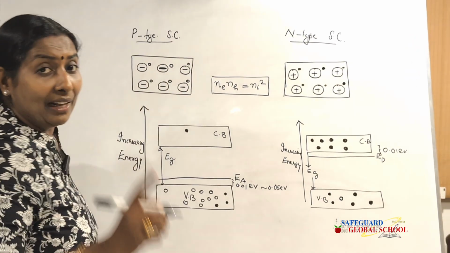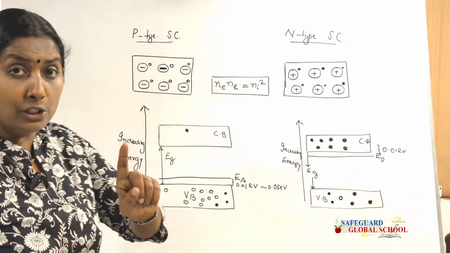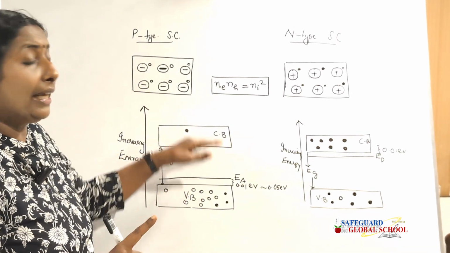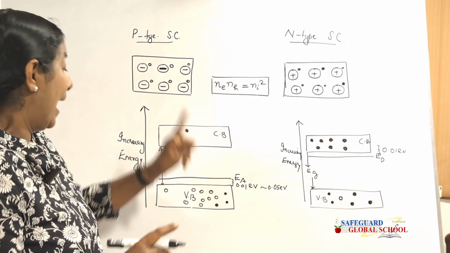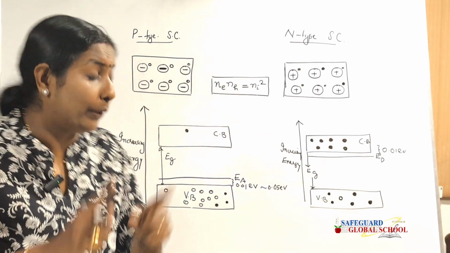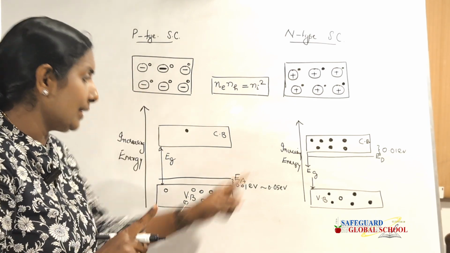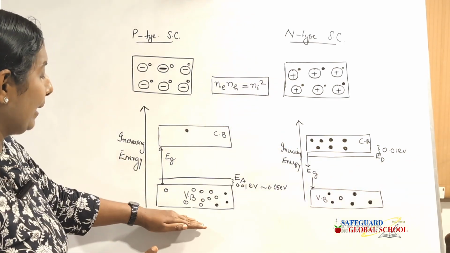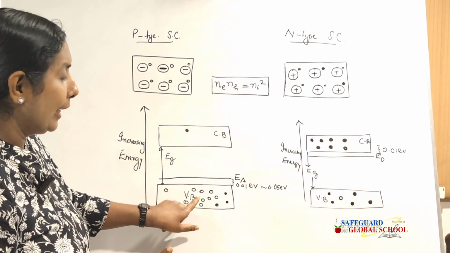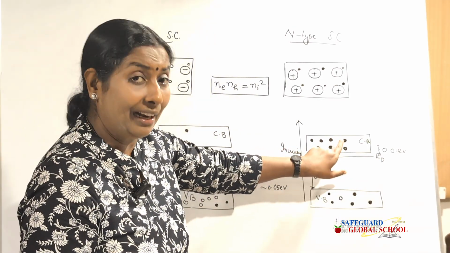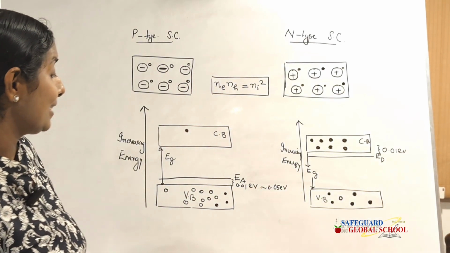Before summing up, there are certain things to be noted once again, children. First point, the valence band is only at the lower level, and the conduction band at the upper level. And holes are always found in the valence band. You should not draw any holes in the conduction band. Holes should always be in the valence band. In a p-type semiconductor, the number of holes should be more. Here the number of electrons should be more in the conduction band of an n-type semiconductor.